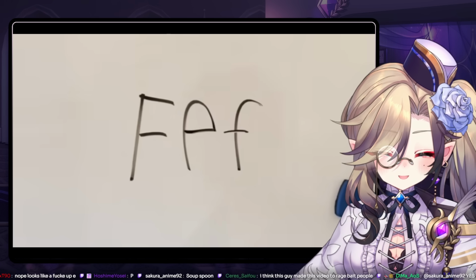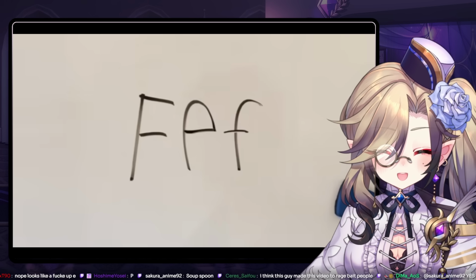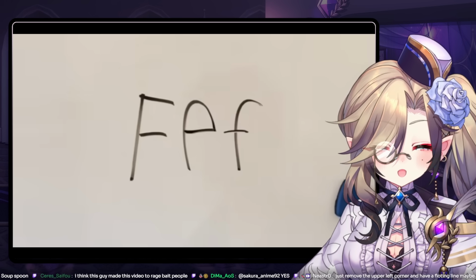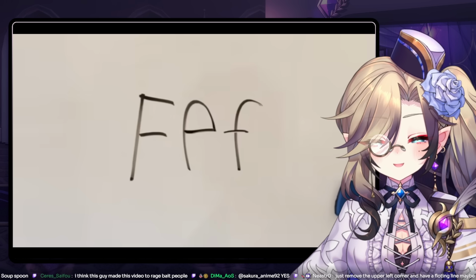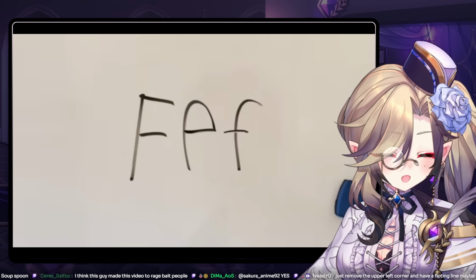Soup spoon. It's like a ladle. It does look like a P, doesn't it? It looks like a P. It's so weird. I feel so critical, but I don't have any solutions either.